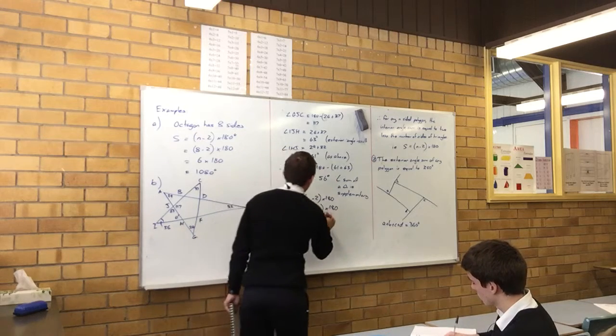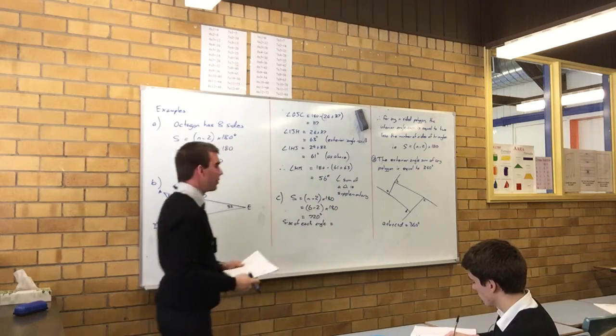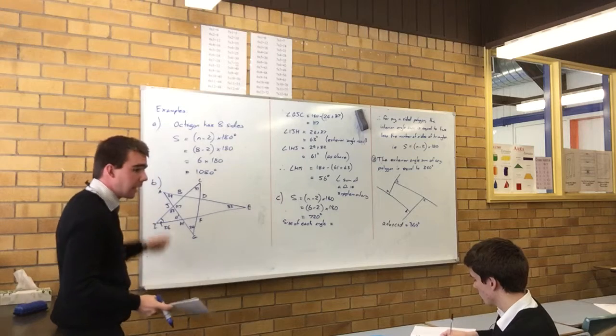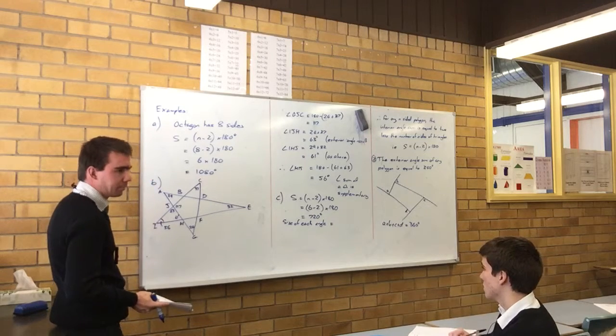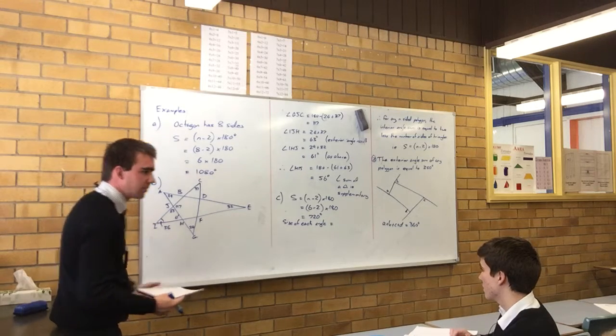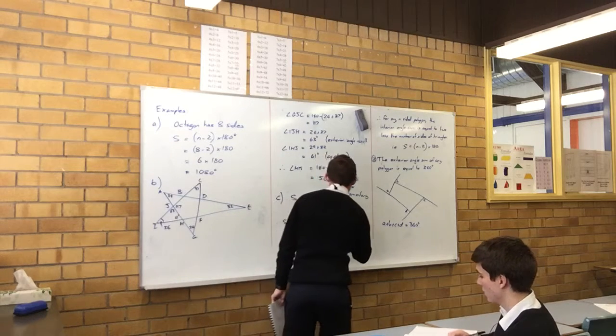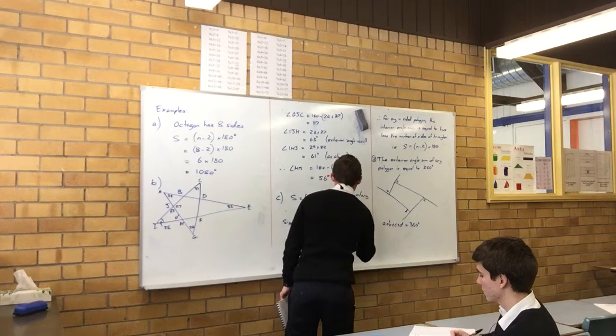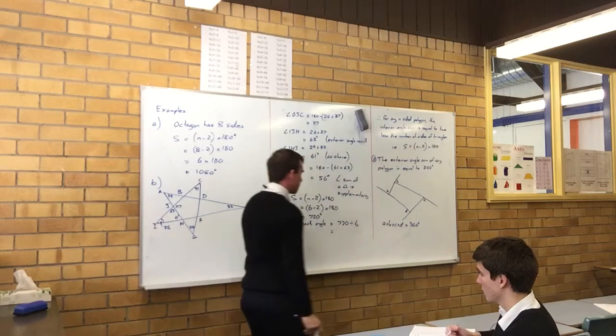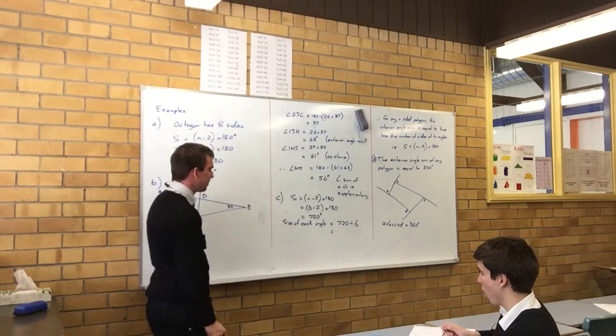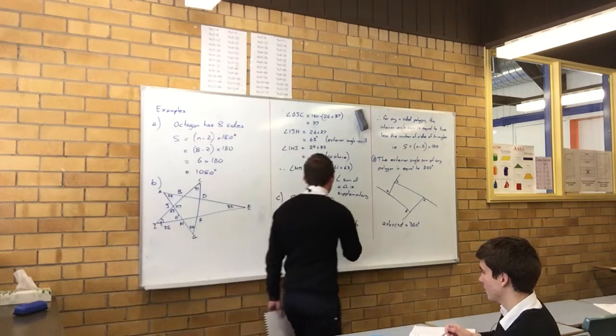Right, so the angle sum of our hexagon, all the angles added together, is 720. How am I going to work out the size of one of them? 720 divided by 6. The angle sum divided by the number of angles it forms. 120.